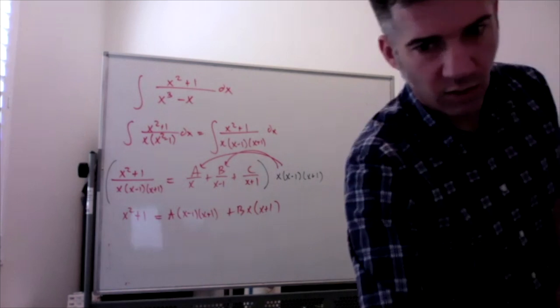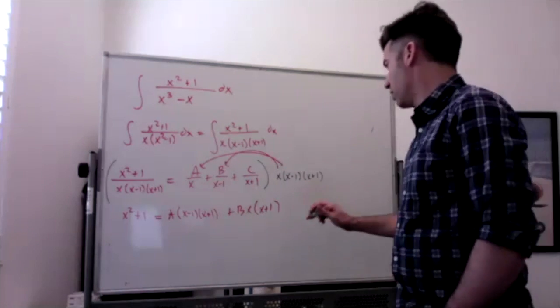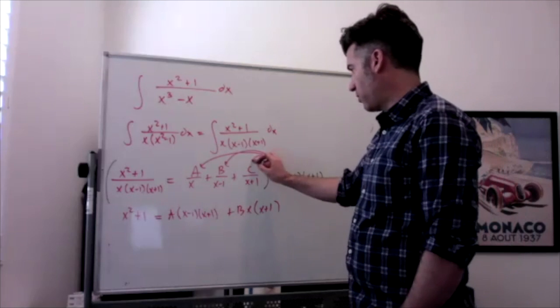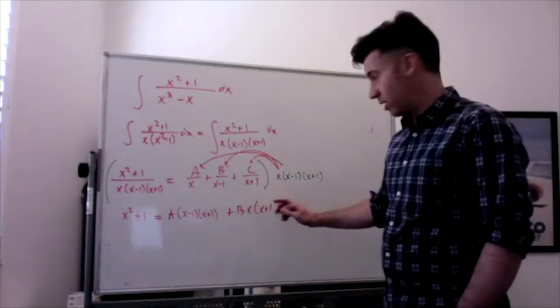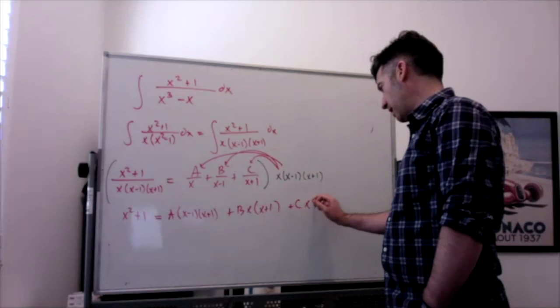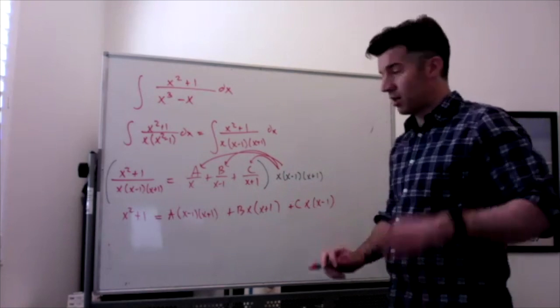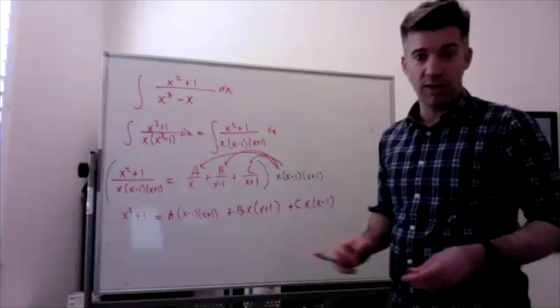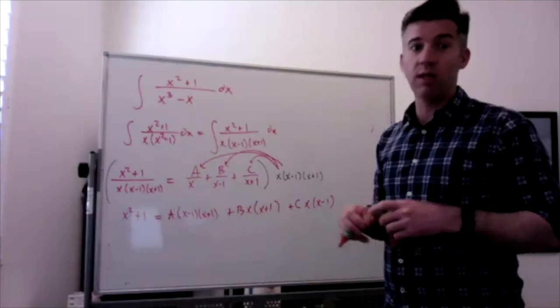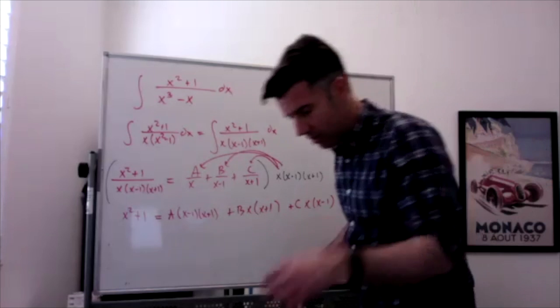All right, cool off a little bit. And then when I multiply this by the third term, the x plus 1s will cancel, and I'll get c times x minus 1. All right, and we're going to go back to our playbook of picking convenient values of x. What's one convenient value of x, somebody?